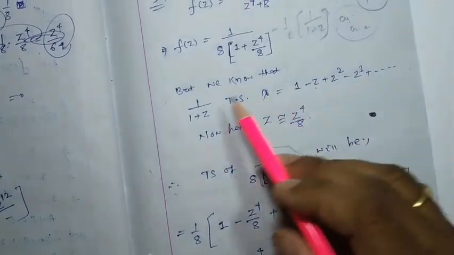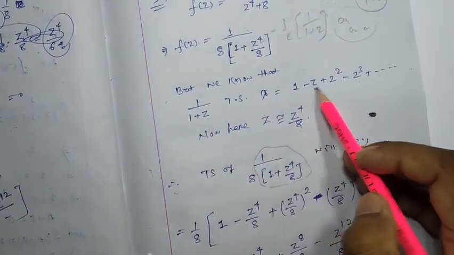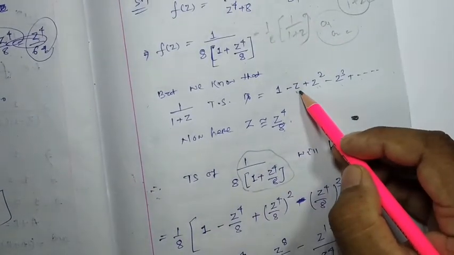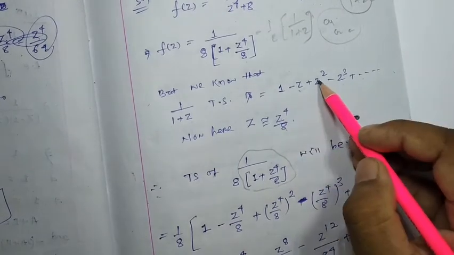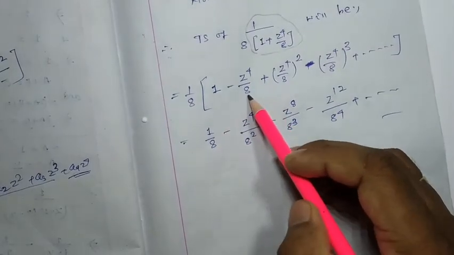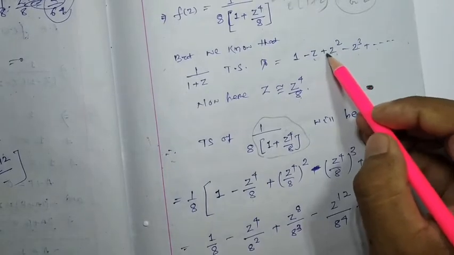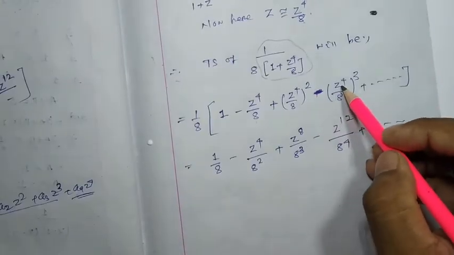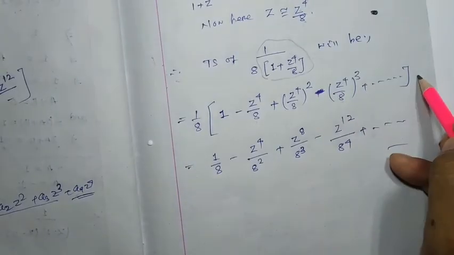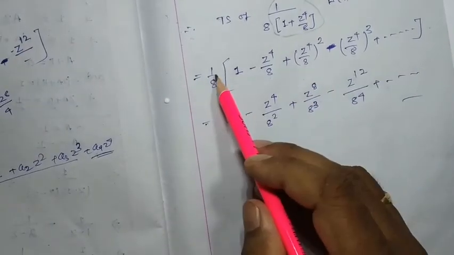Here 1 by 1 plus z is 1 minus z plus z square minus z cube. So here 1 by 1 plus z to the 4 means here instead of z we have to put z to the 4 by 8. So it will be 1 minus z to the 4 by 8. Here z square is there. So plus z square means instead of z we have to put z to the 4 by 8 whole square, minus instead of z we have to put z to the 4 by 8 cube, plus so on. So here 1 by 8, just multiply 1 by 8.